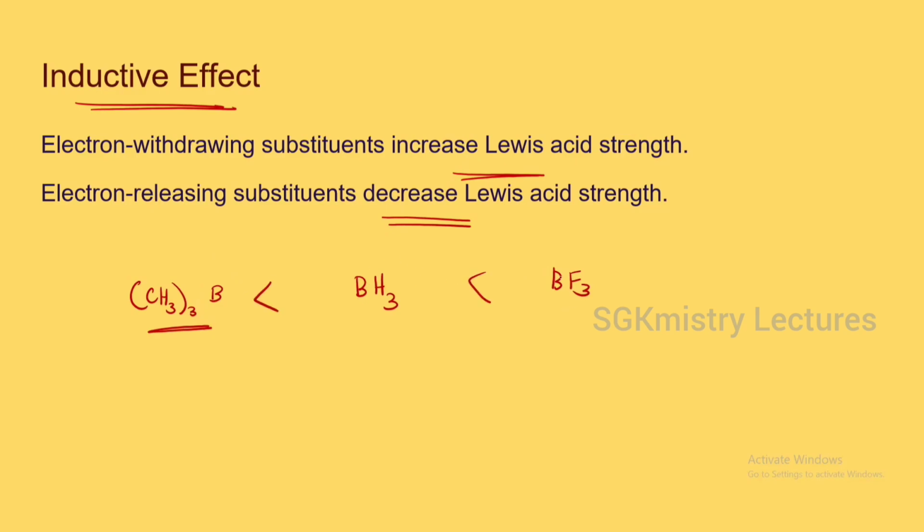Now here there are electron withdrawing substituents which are present. The hydrogens have been replaced with fluorine, which is an electron withdrawing group. So obviously here the acidic strength will be higher. So this is with respect to the inductive effect.